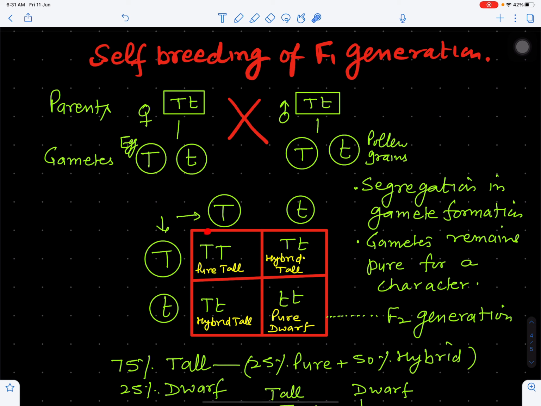So capital T will combine with capital T, so this is pure tall. Capital T will combine with small t, this is hybrid tall. Small t will combine with capital T, this is hybrid tall. Small t will combine with small t, so this is pure dwarf. Now these two offspring are homozygous and these are heterozygous, so they are hybrid in nature. So we can see the gametes are segregating independently and they are pure for a particular character. Now this generation is called the second filial generation.